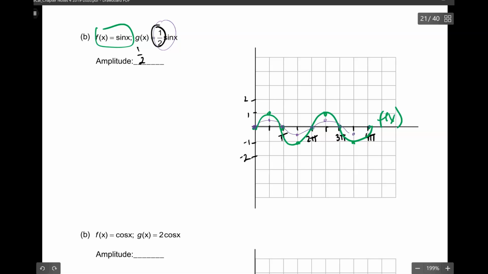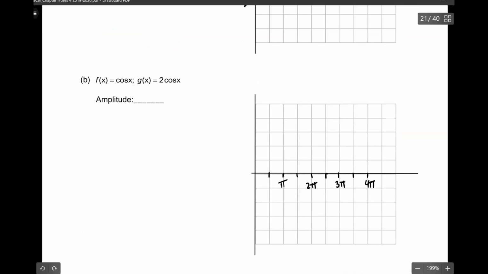So here we go. Notice g of x is just crunching my green closer to the x-axis on both sides. Now, this one's a little more difficult because we have cosine. Cosine starts at a max of 1 and then 0, down to a min of negative 1, 0, up to a max of 1, and then we just repeat max, 0, min, 0, max.